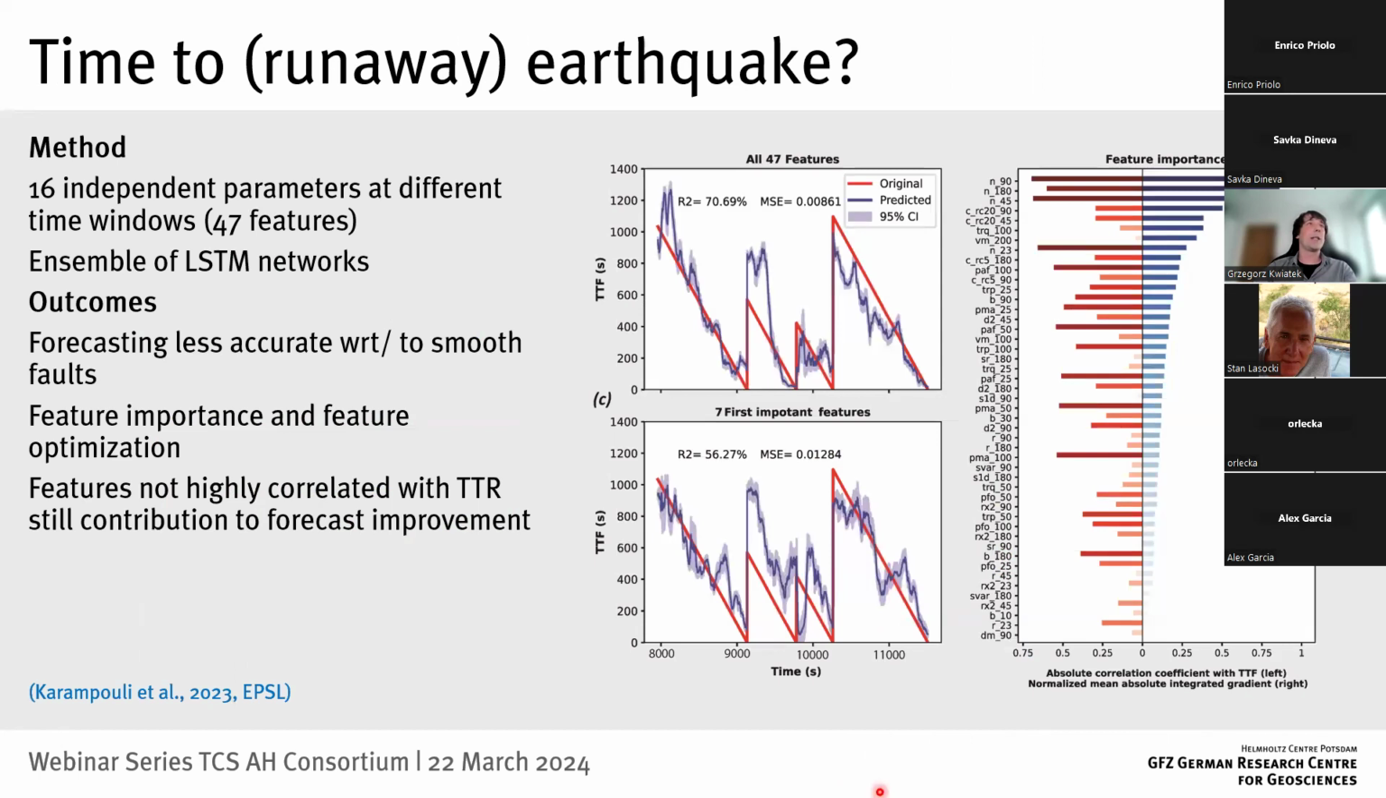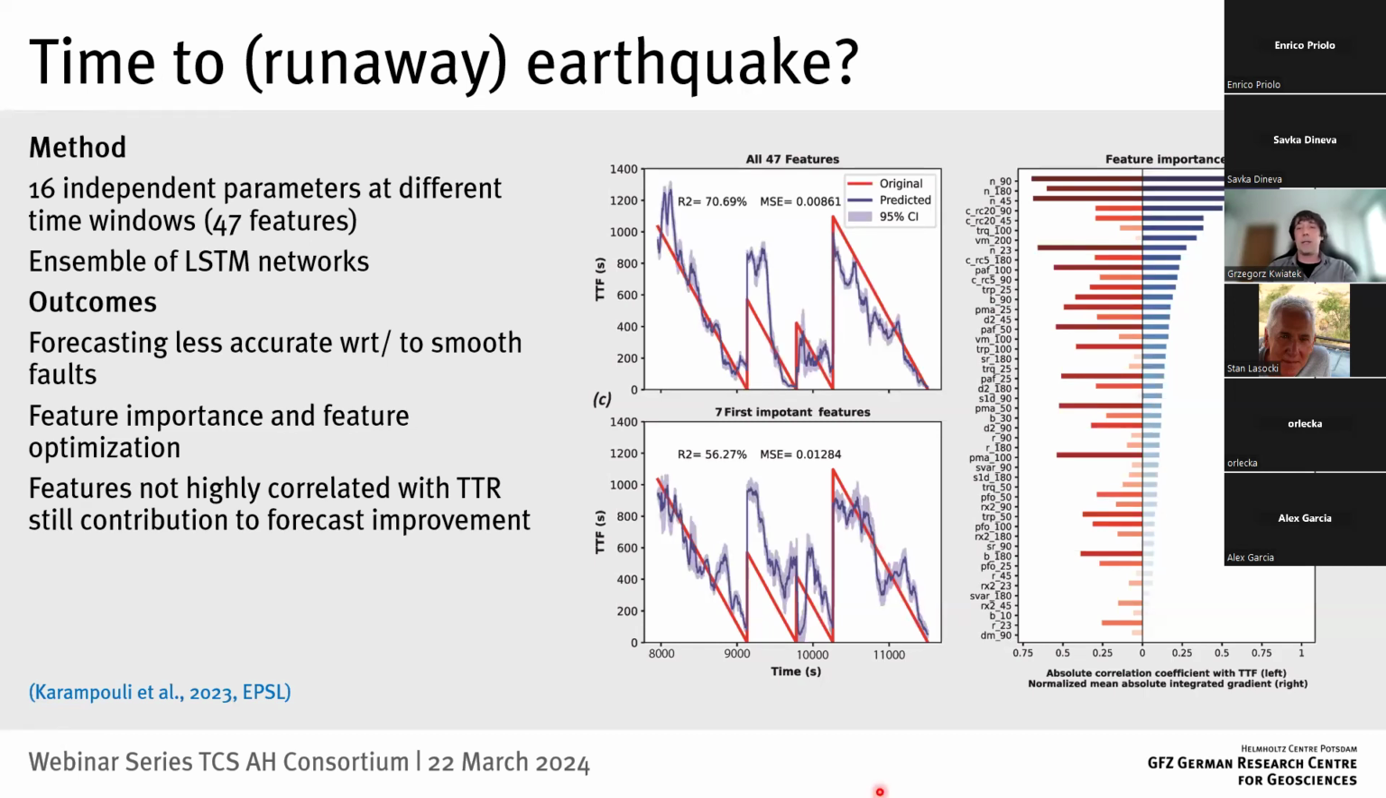We also, as you can imagine, investigated the time to runaway earthquake. And for that purpose, Sadegh used an ensemble of LSTM networks and actually used our 16 independent parameters that will actually define, I forgot to mention this, we have like 47 features because we use different time windows.